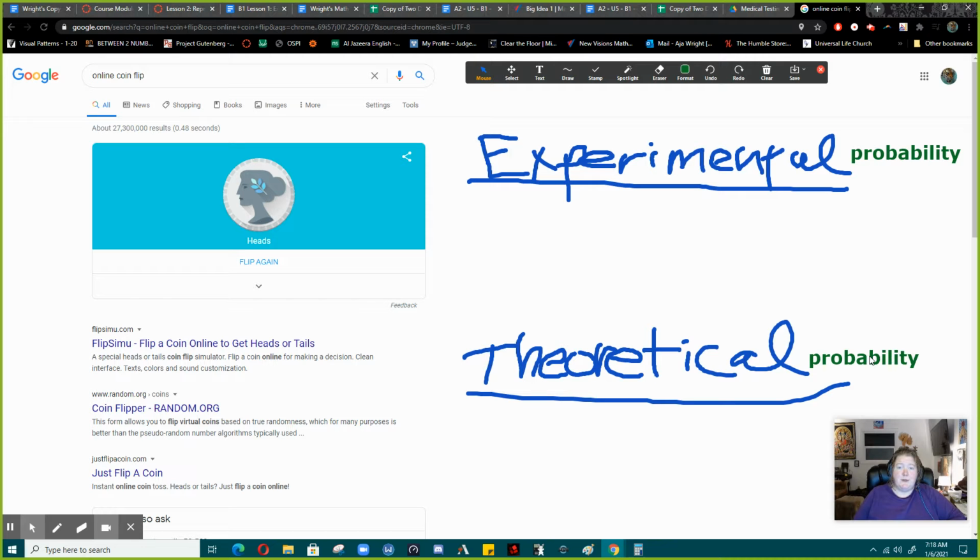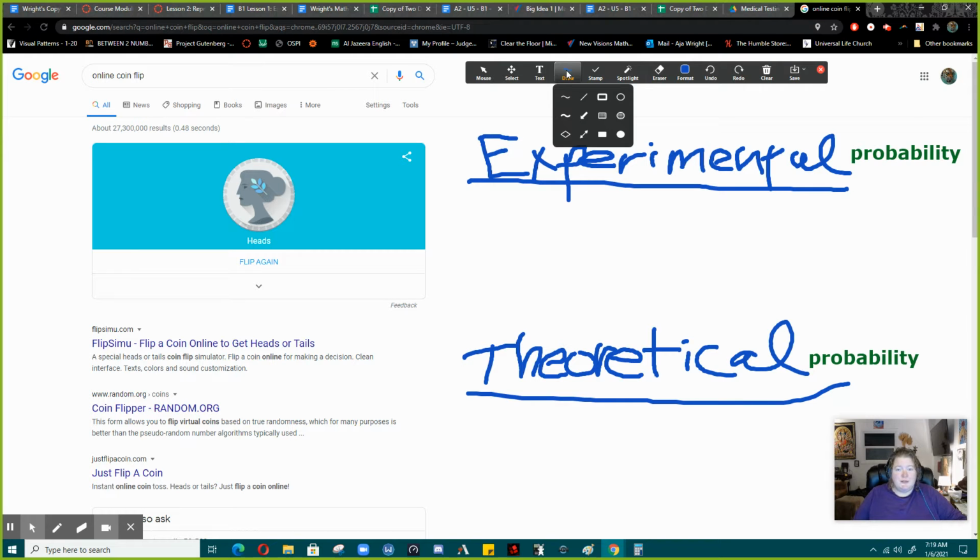So, what's the difference between experimental probability and theoretical probability? Let's start with theoretical probability. That's like if you have a situation, what should be the probability of getting any outcome? Let's say that we're talking about flipping a coin. When you flip a coin, there's two possible outcomes. You're either going to get heads or tails.